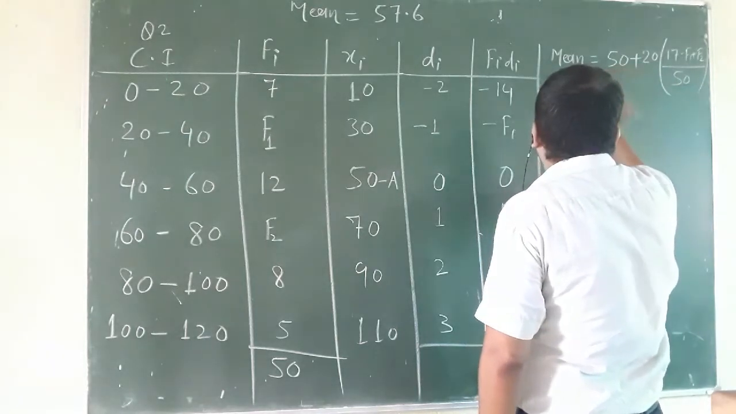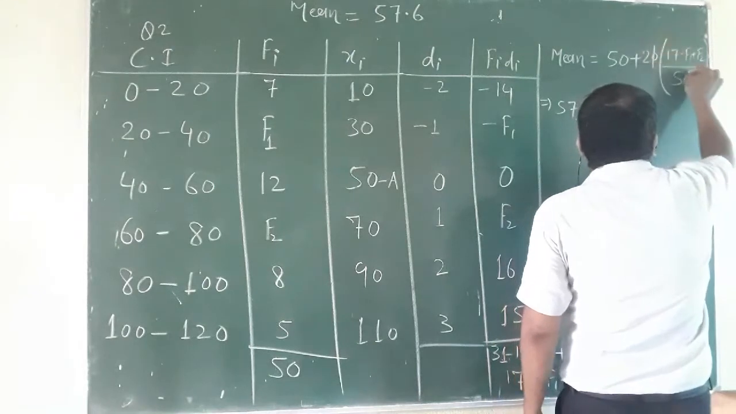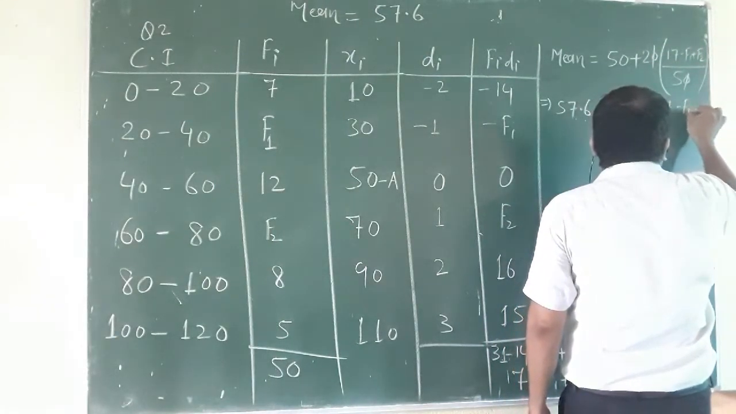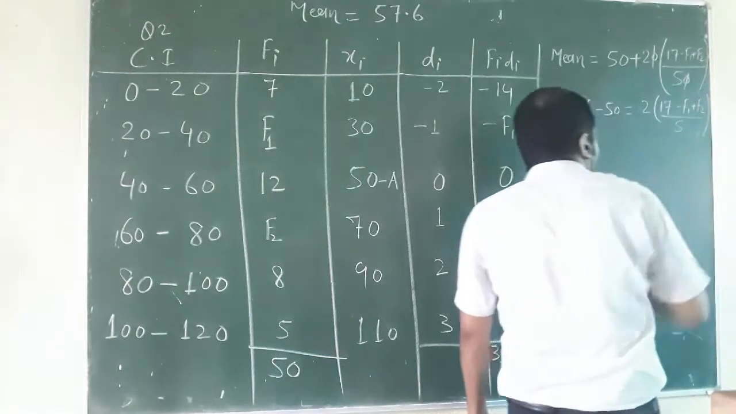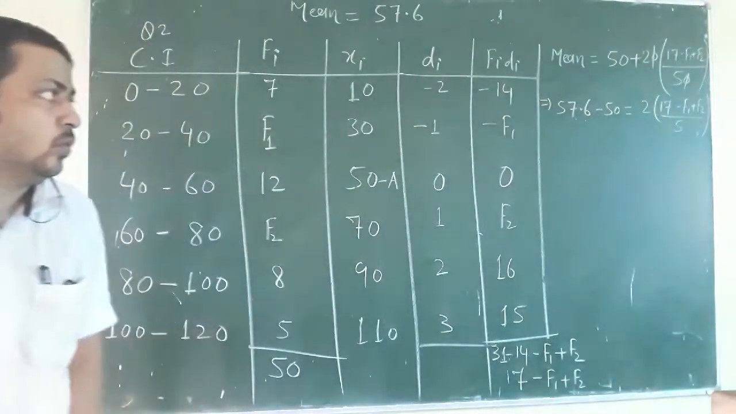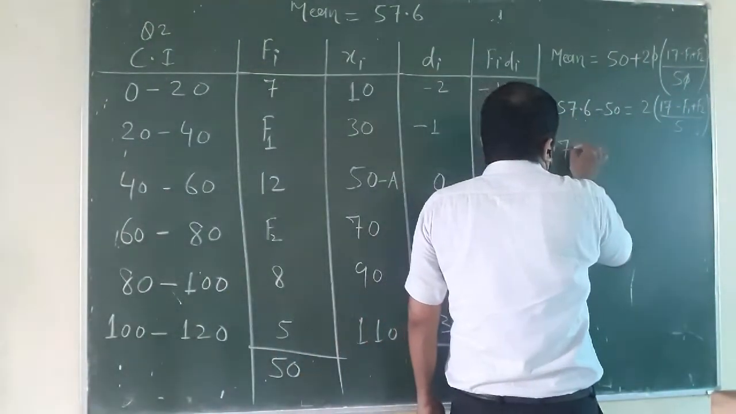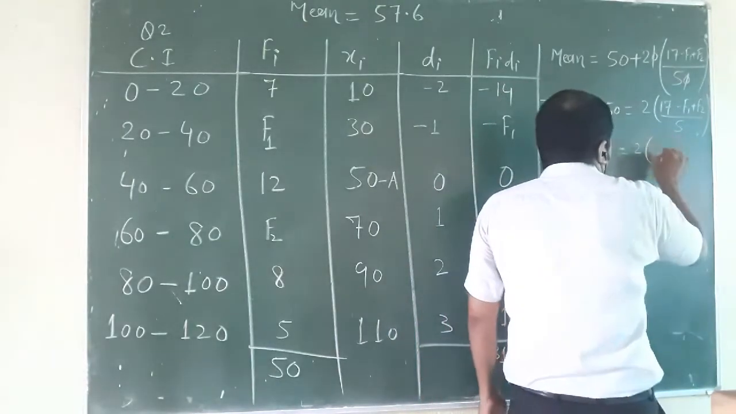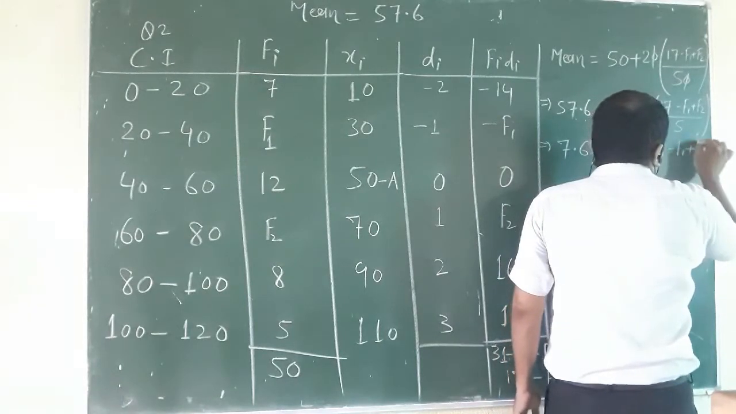57.6. Transpose this 50 to this side, that is minus 50. 0 0 will be this one. 2 into 70 minus F1 plus F2, divided by 5. This is the thing. So 57.6 minus 50 will be 7.6. 7.6 into 5 is equal to 2 into the bracket 70 minus F1 plus F2.